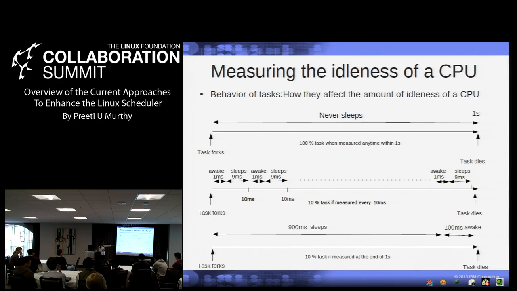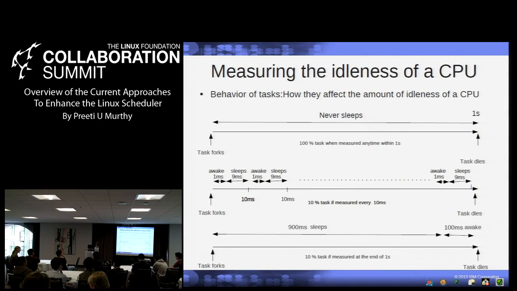Now look at the third example, in which the task sleeps for 900 milliseconds and is awake for the last portion of the time. I would know it's a 10% task if I made this measurement at the first second, at the end of the task. If I were to make it somewhere here in between, I would still consider it as a 100% task. Now why I brought this slide into picture is for you to understand how you determine if a task is X percentage task or not.